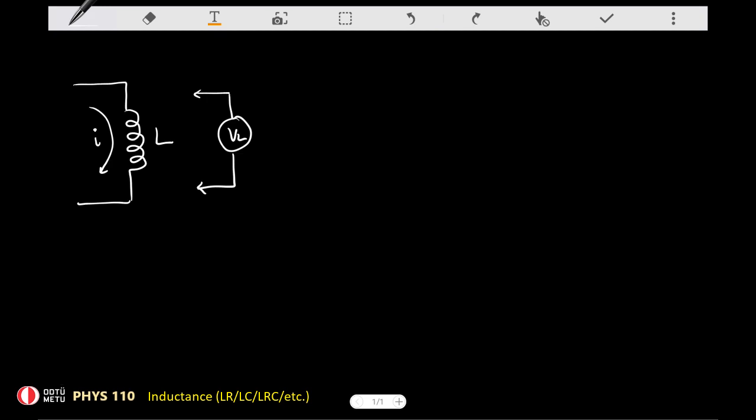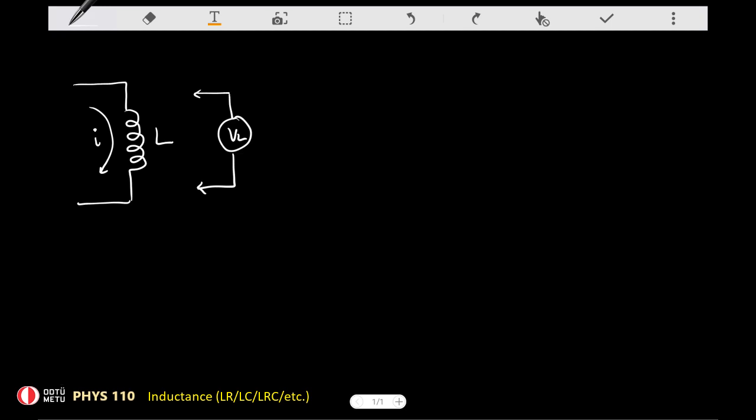Let's remember an important point that we have talked about before. We cannot really define the concept of electric potential for an inductor, because inside the inductor there's a magnetic field which changes with time, and that produces an induced electric field. And we have seen that this induced electric field is not conservative, so therefore we cannot really define a meaningful potential quantity.